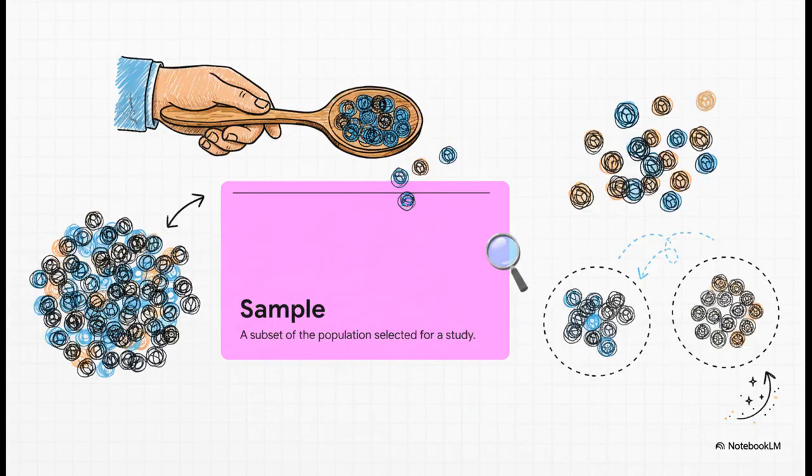And that spoonful we talked about, well, that's the sample. It's that smaller, specific group that we actually go out and collect data from. And here's where the magic happens. If, and this is a big if, we choose our sample correctly, its characteristics should pretty much mirror the entire population. That's what lets us make these incredibly accurate guesses without having to talk to everybody.